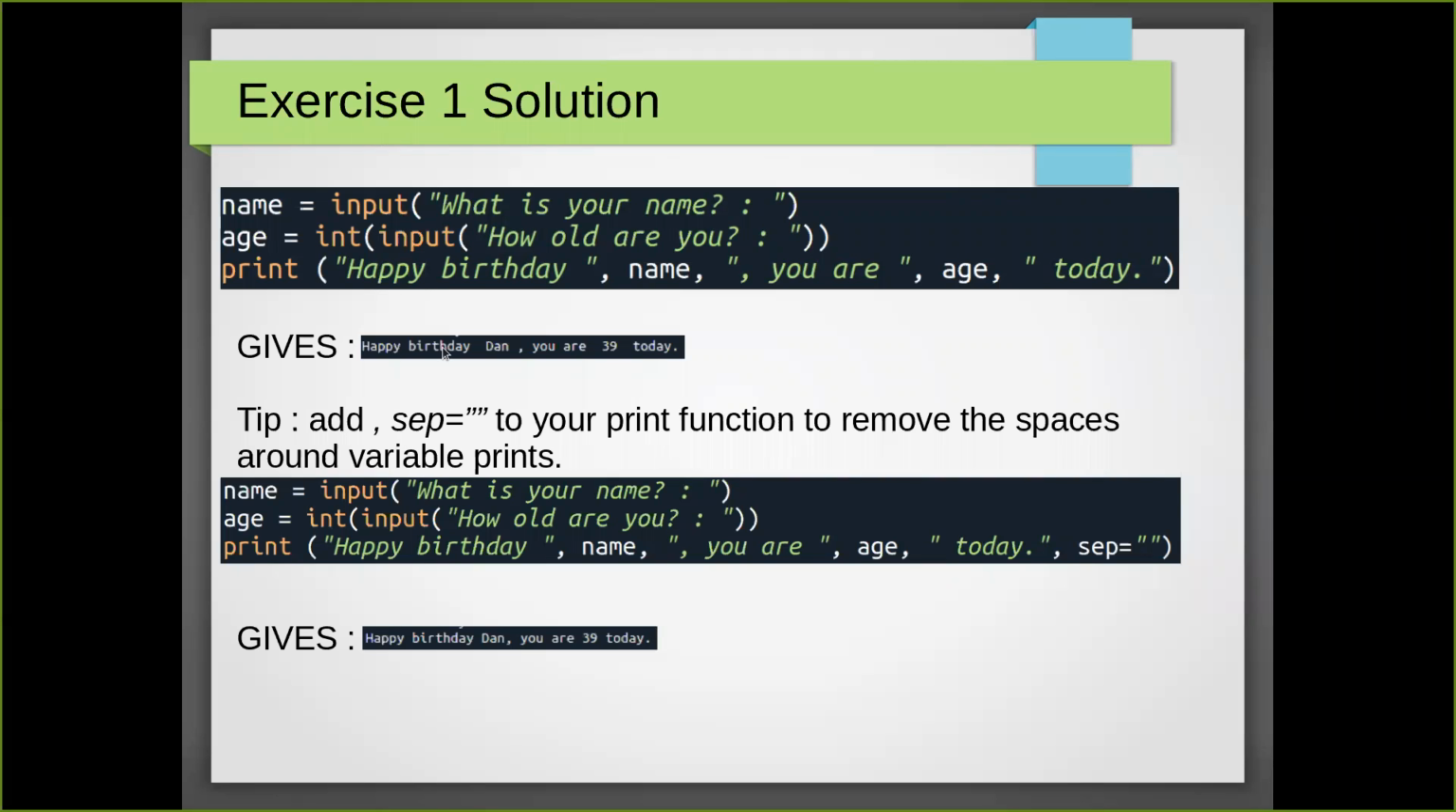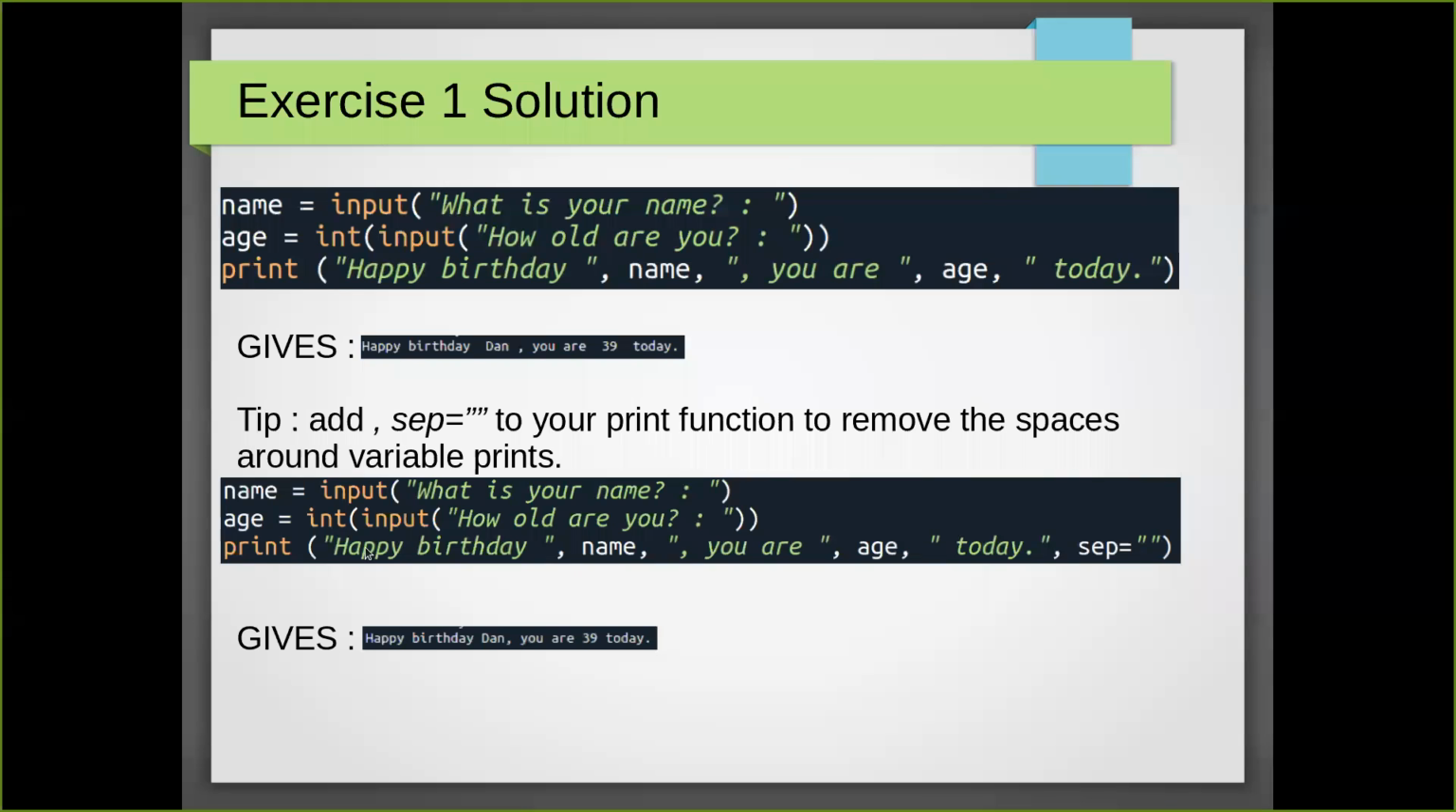So here, we'll look at the bottom one because I've already told you about the SEP thing. So I've got name equals input, what is your name? Now that's going to be read in as a string, so that's absolutely fine. Age. Now we want that as an integer, so I'm going to cast that as an integer by putting input how old are you, and then wrapping the int function around that.